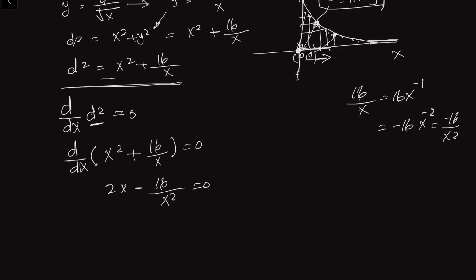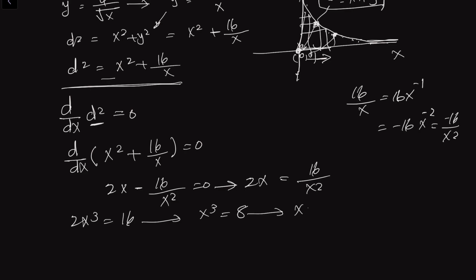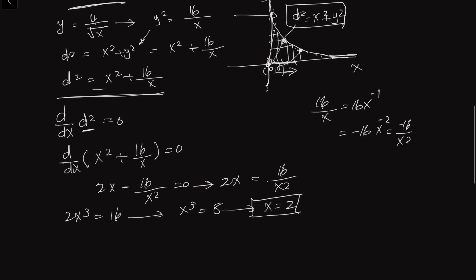So 2x equals 16 over x squared. So 2x cubed equal to 16. So x cubed equal to 8. So x equal to 2. All right, we got the x value.